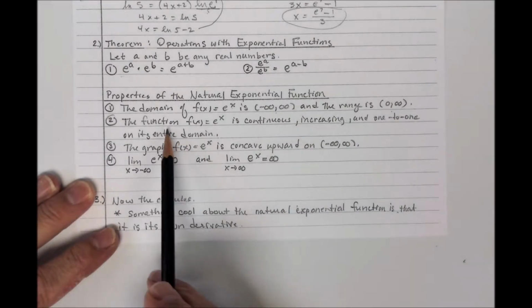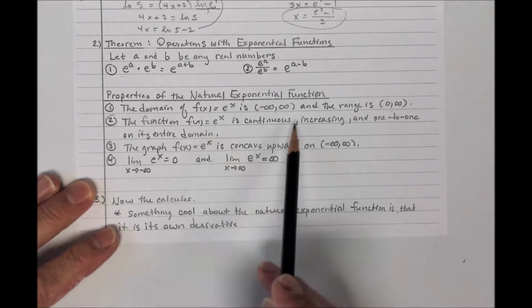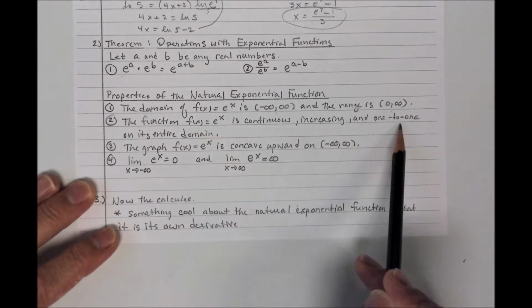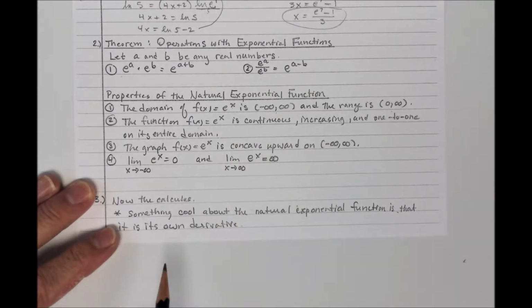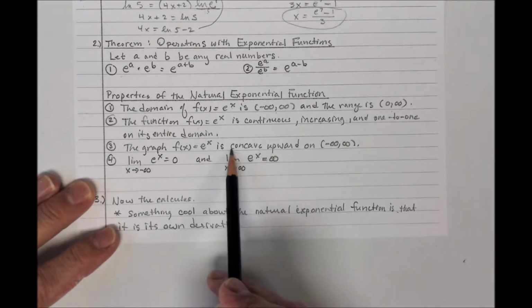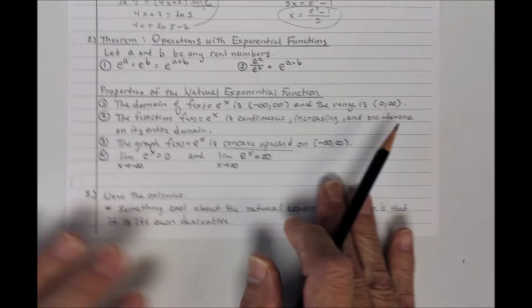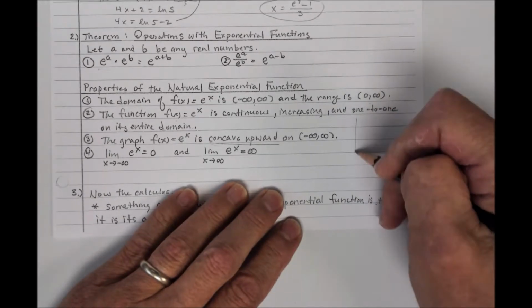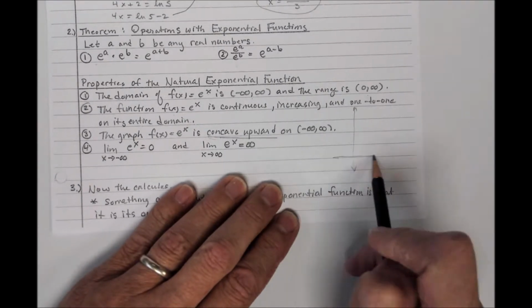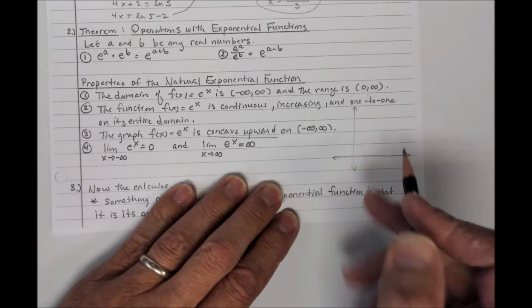And the function f of x equals e to the x is continuous, it's increasing, and it's one-to-one on its entire domain. The graph of f of x equals e to the x is concave upward on its entire domain. Now I'm not going to be able to do a great sketch here because I didn't give myself very much room. There's most likely a much better sketch if you were to look in the book.